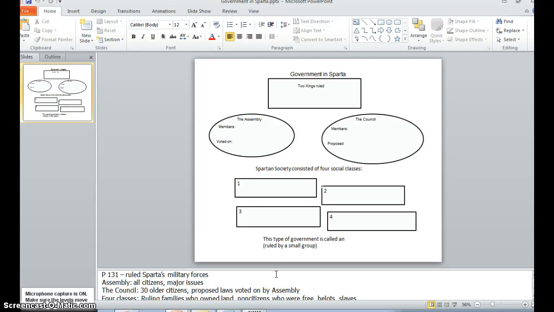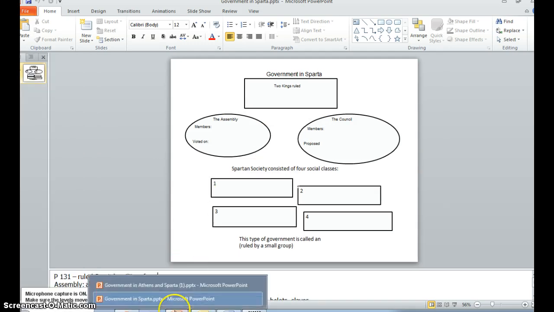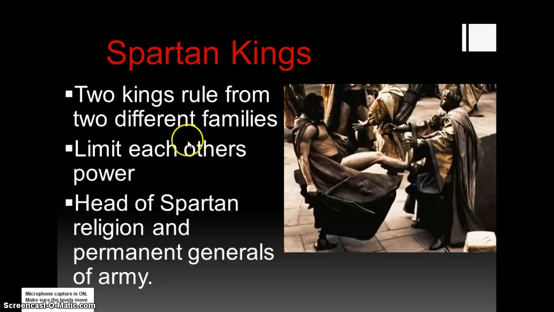Okay, now we're going to talk about how the government was set up in Sparta. So you need to take out this graphic organizer and pause the video while you get that out. So at the top it says two kings ruled, and what they ruled is they were the head of religion and the army. You had two people from different families to make sure nobody got too powerful.